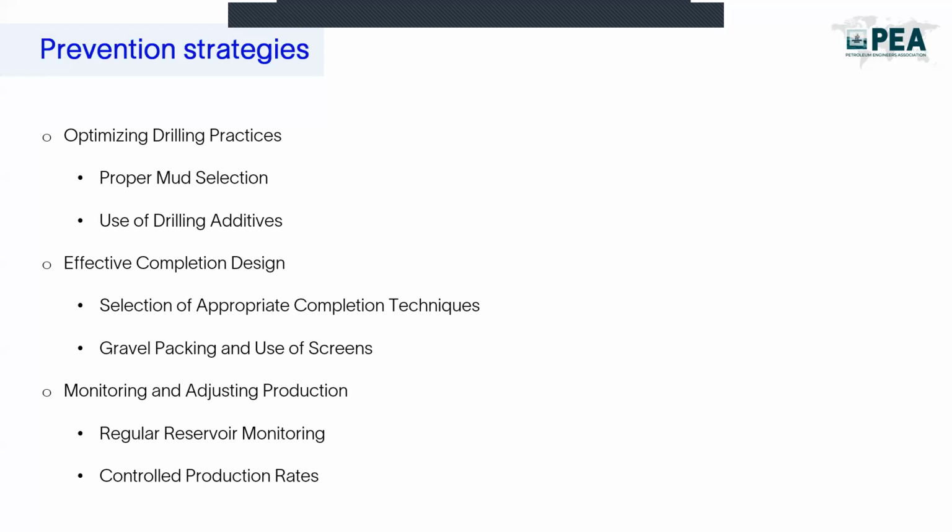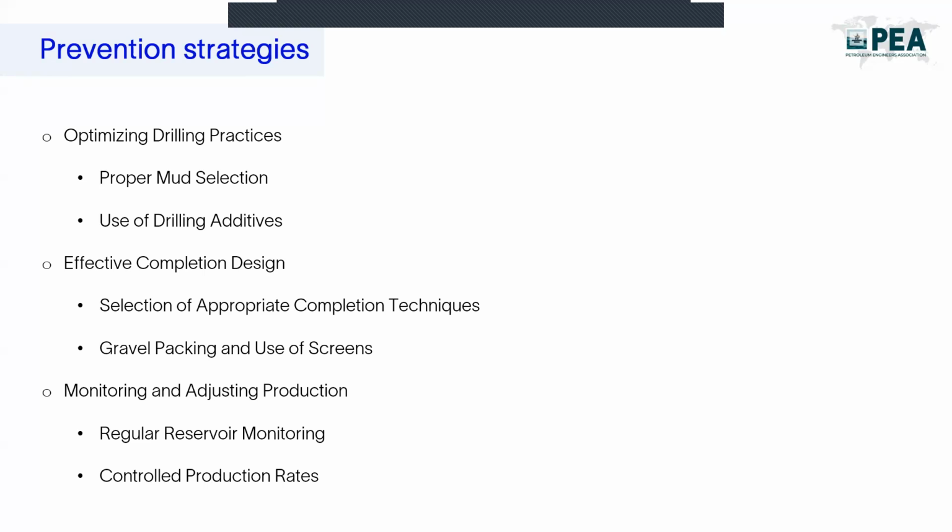For clay stabilization, sometimes you may select muds that prevent clay swelling and dispersion. For example, potassium-based or polymer-based muds can help stabilize clays like illite and kaolinite, so they will not swell and reduce the risk of fine migration.